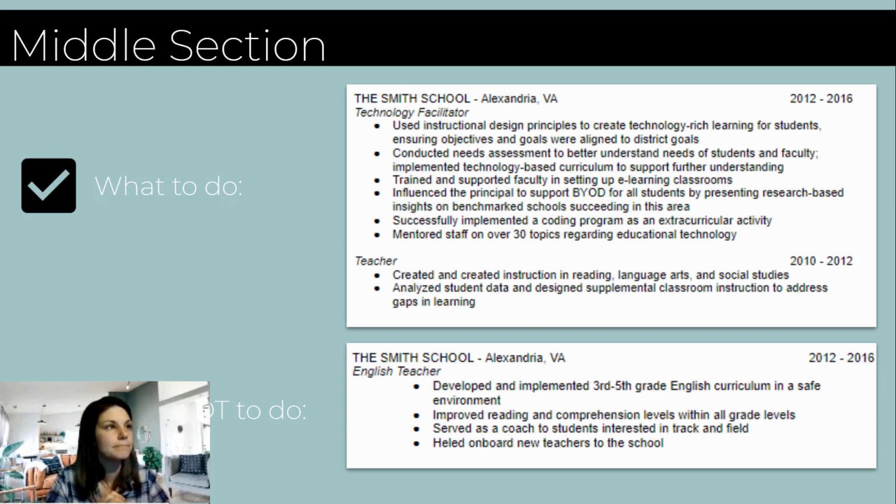I got advice a couple of months ago from a learning and development leader who said that when she looks at resumes, she likes to have even numbers of bullet points. Like, whatever you do to one section, you do it to all the sections. Yeah, exactly.